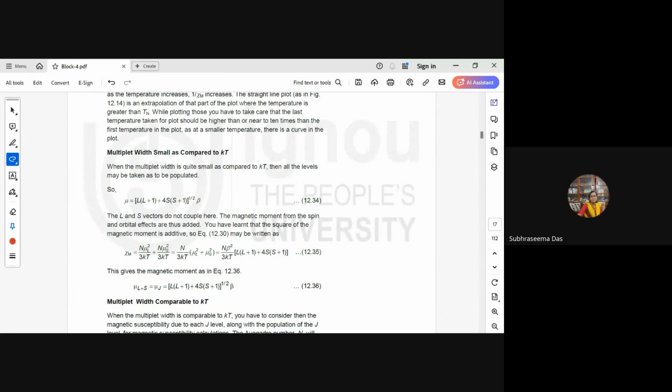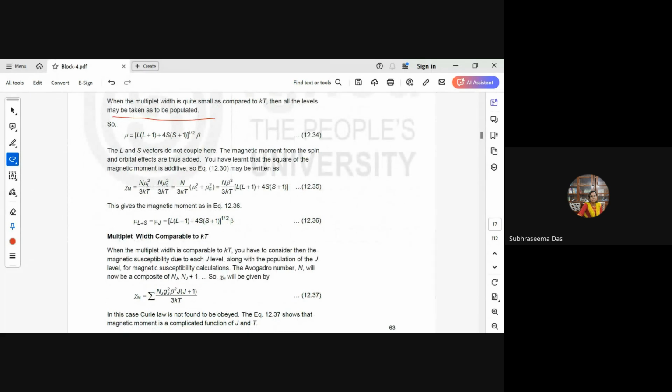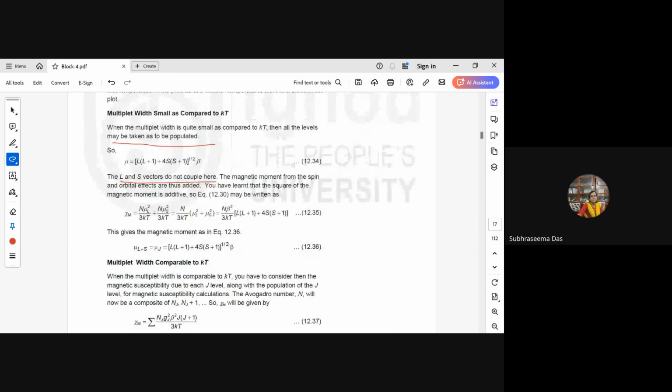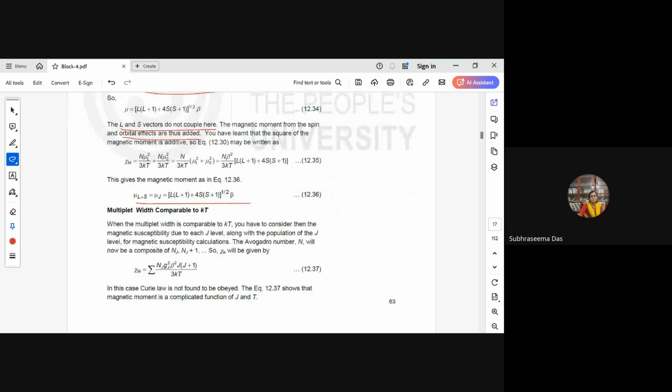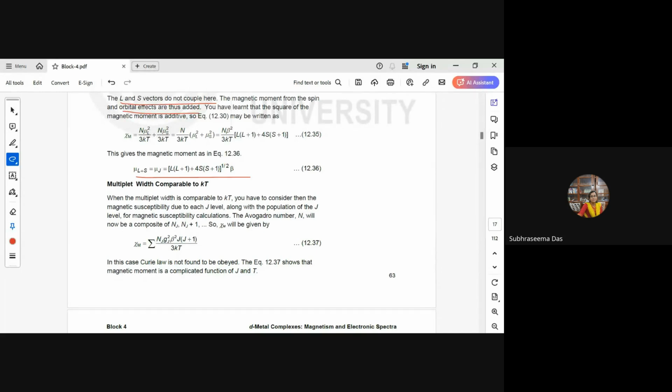So, if this is the case, then all the labels may be taken as populated. Therefore, mu becomes [L(L+1) + 4S(S+1)]^(1/2) β. Here, in this case, the L and S factors do not couple. So the magnetic moments from the spin and orbital effects are added, and ultimately this is given as mu_{L+S} = mu_J, which is the contribution of both factors, that is [L(L+1) + 4S(S+1)]^(1/2) β.